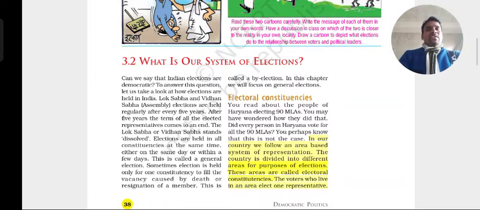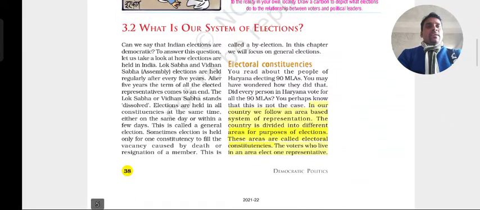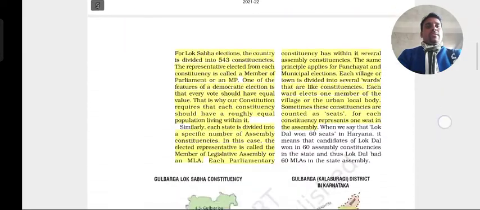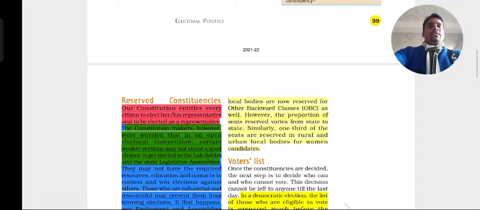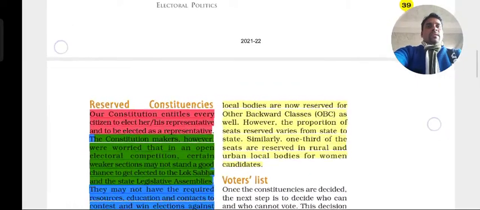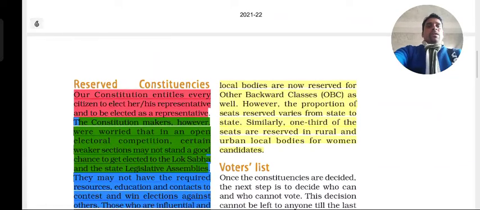So children, as we know, we were discussing the electoral constituencies. Yesterday we discussed how the constituency is divided area-wise in the country as well as within the state for election purposes, and we have already seen that. Today we are going to talk about the reserved constituencies, how some groups of people were reserved in the constituencies for the candidate or representative post. Let us see what these reserved constituencies are.